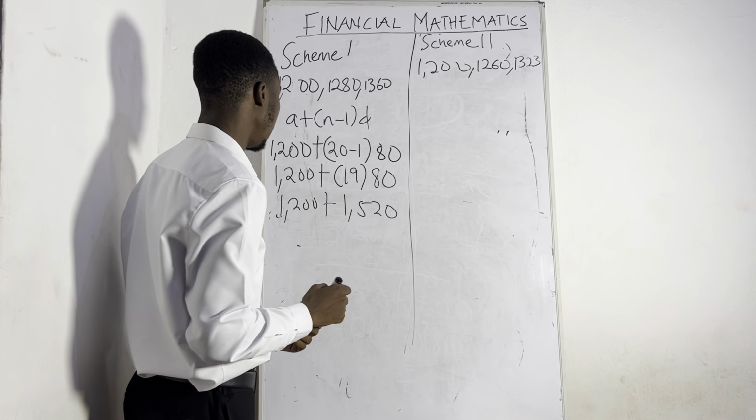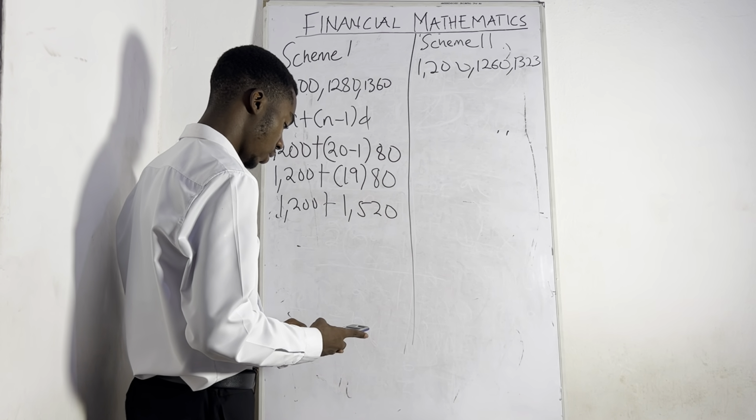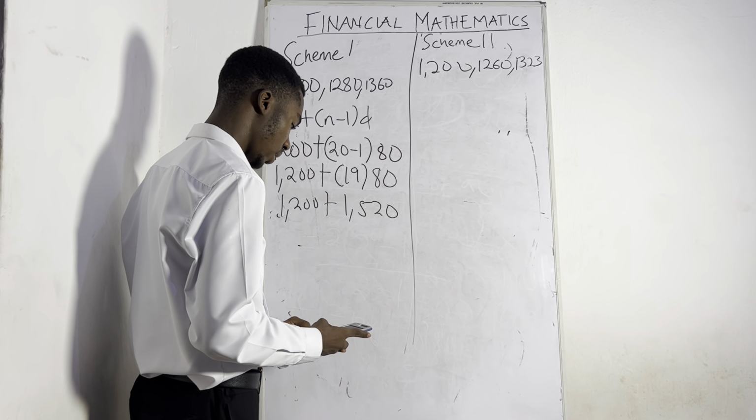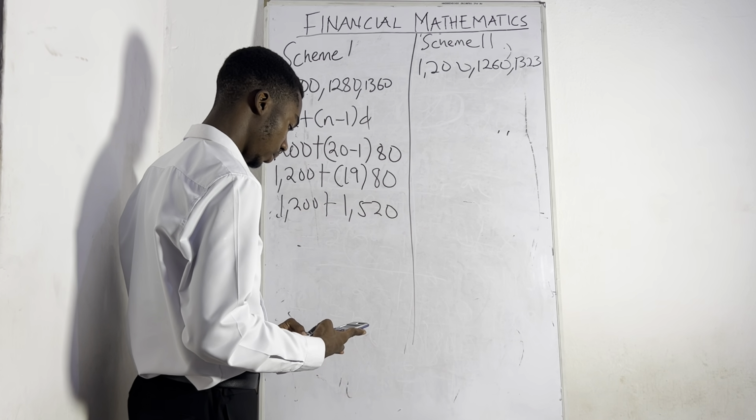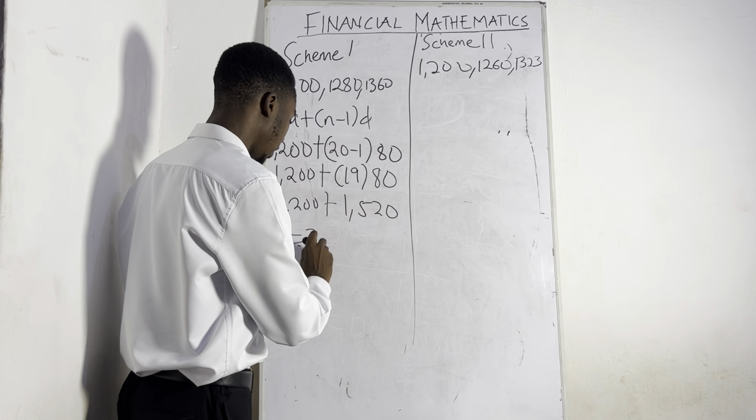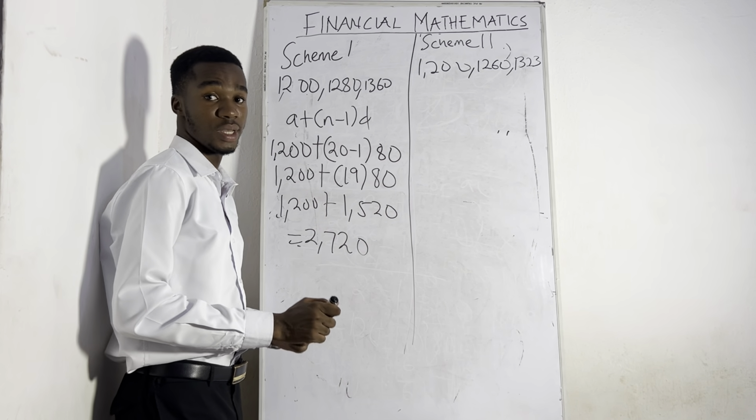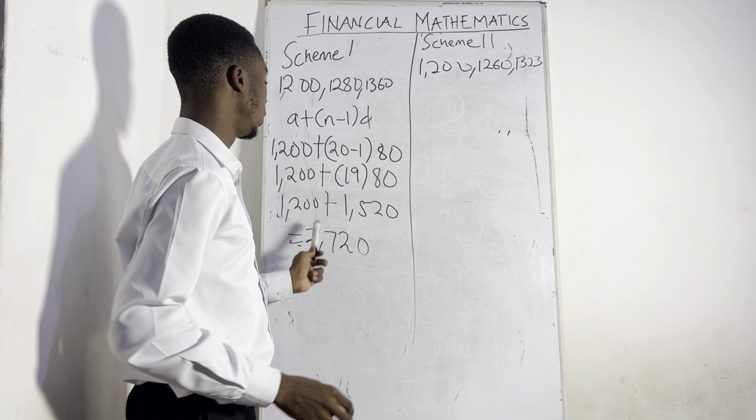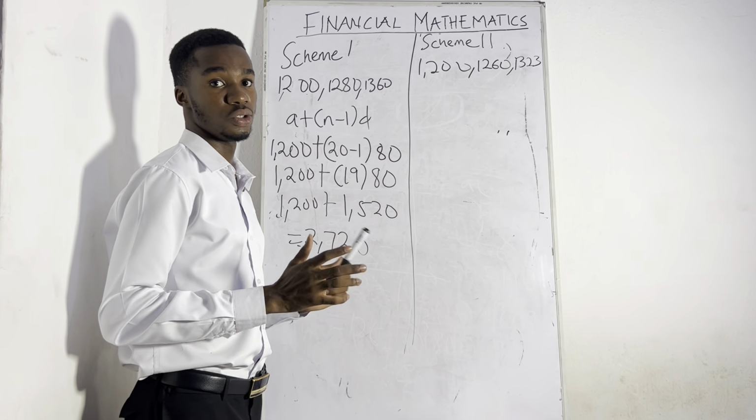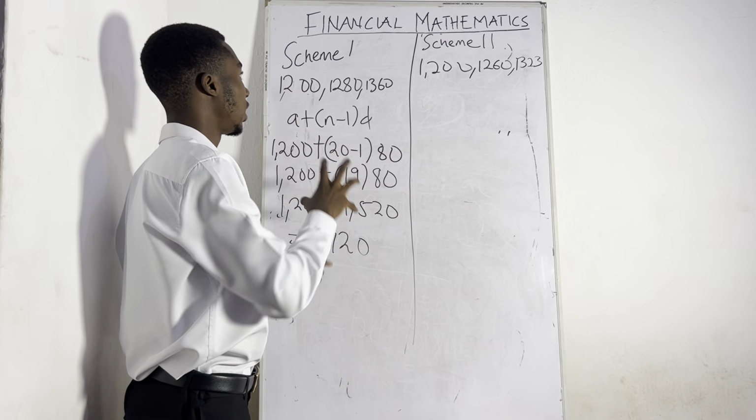So now we have 1200 plus 1520. You are getting 2720. So our output in week 20 under scheme 1 is 2720. You get it? Yes, so 2720. This is for scheme 1. Now let's go to scheme 2.